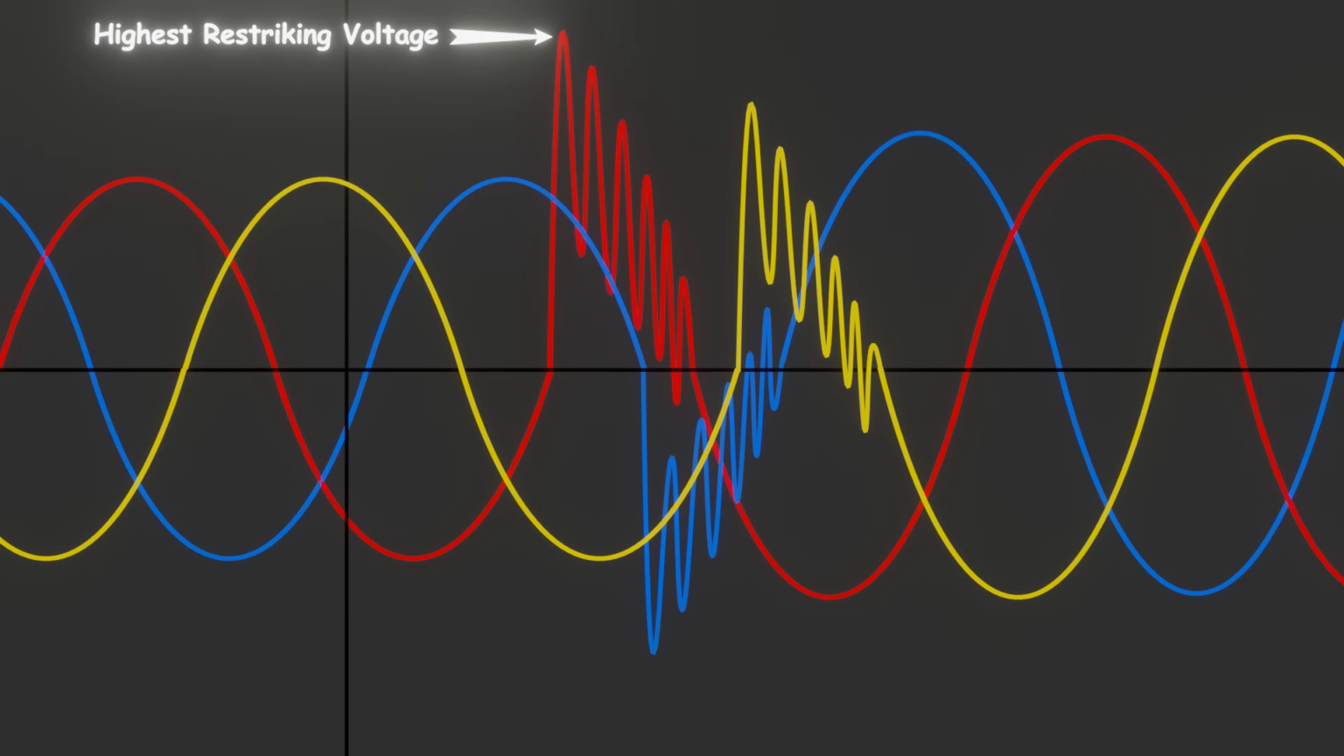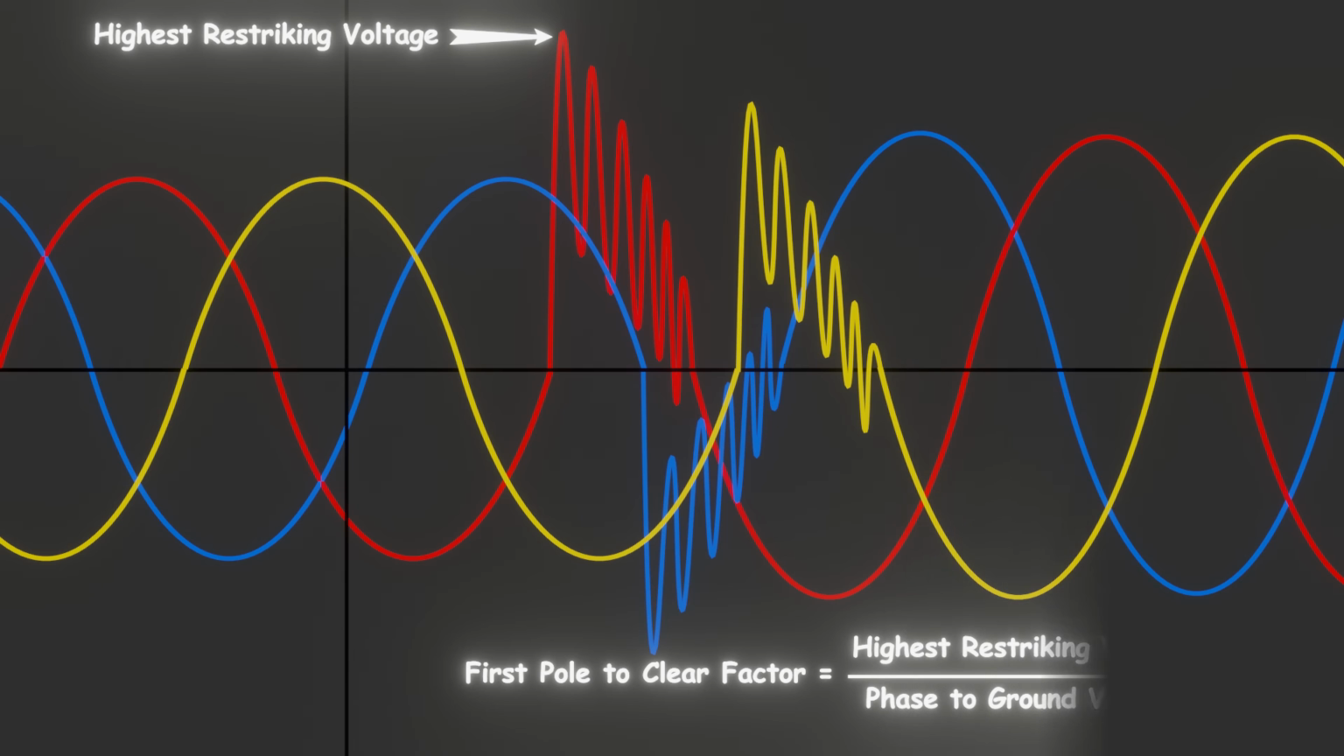Definition of first pole to clear factor. The first pole to clear factor is defined as the ratio of the highest restriking voltage to the phase to ground voltage. First pole to clear factor equals highest restriking voltage divided by phase to ground voltage, where the highest restriking voltage occurs across the contacts of the first pole to interrupt the current. Here is the phase to ground voltage after full interruption.